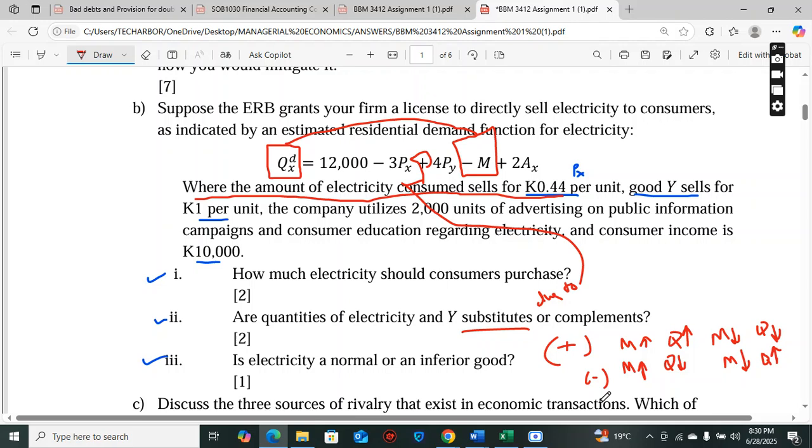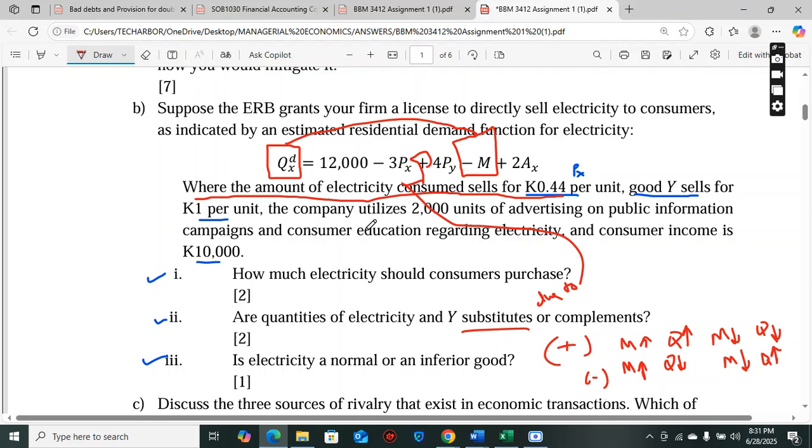So just remember, when you're looking at normal and inferior goods, you're comparing income and quantity demanded. So if your income increases and the quantity demanded of the good increases, you're dealing with a normal good. Like tea, for example. If your income increases, you can buy more tea. Then inferior good, when your income increases, you buy less of it or even stop buying it at all. So the quantity demanded of the inferior good will go down.